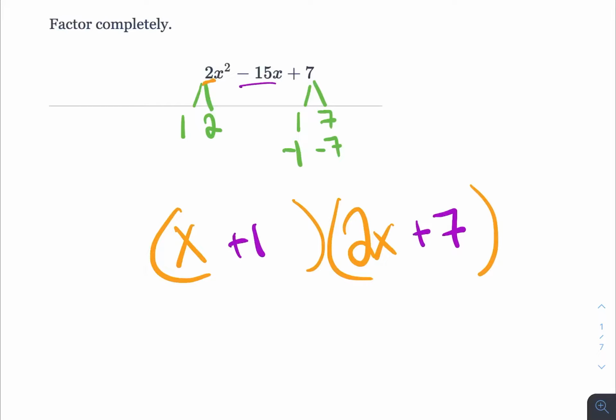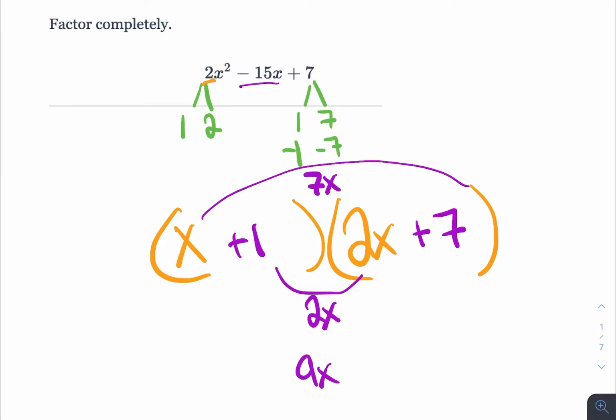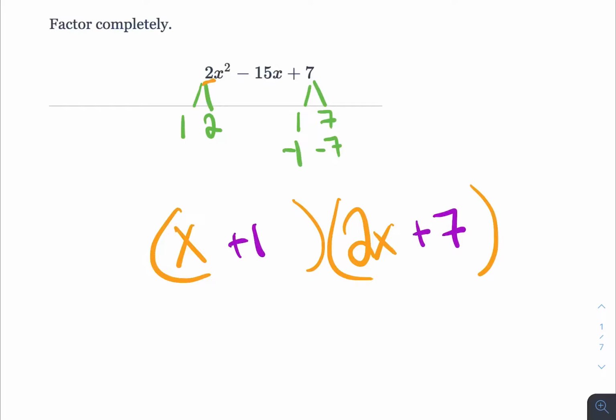To find our middle term here, it's always our outsides and our insides. So 7 times x is 7x, 2 times 1 is 2x. Notice 7x plus 2x gets us 9x. That is not the same as this -15x, so we've got to try something else. So go backwards here. Okay, so this one did not work.